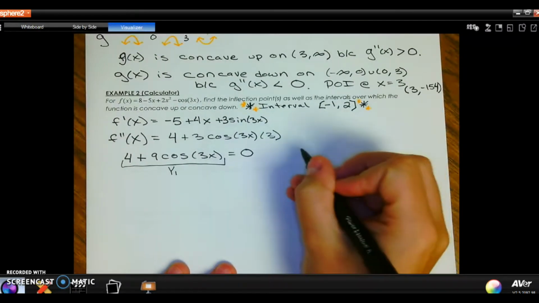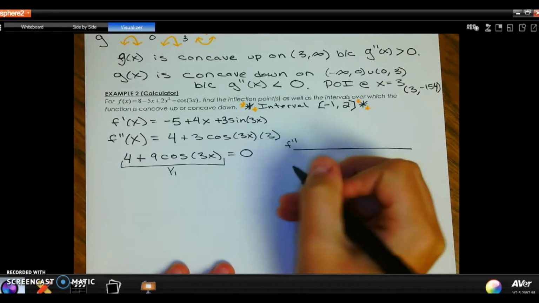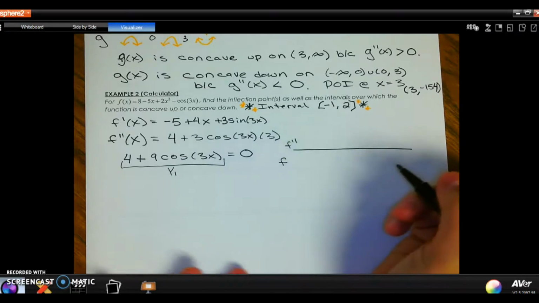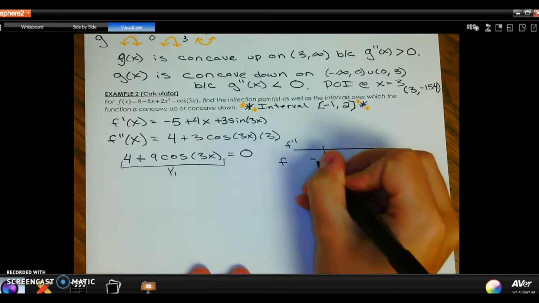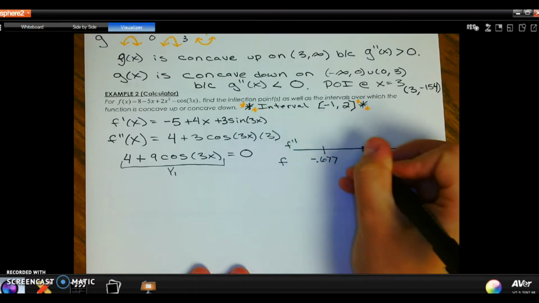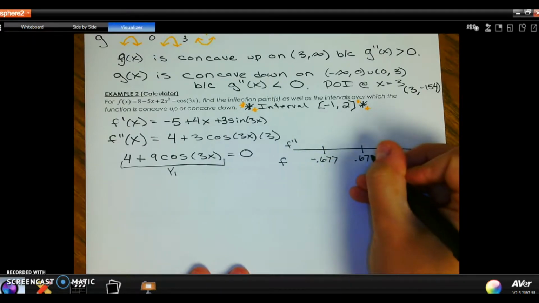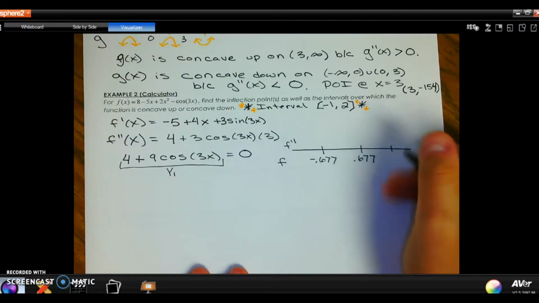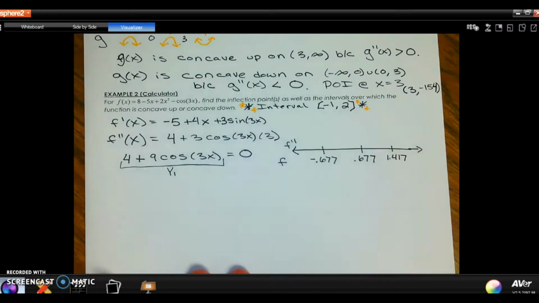So when I go to do my sign chart, again, I always make a note of what I'm looking at. So my second derivative tells me information about my original. That first one that we hit was at negative 0.677. Then there was another one at 0.677. And then that last one, if you went and did it, I got 1.417. Okay? So there's my sign chart.